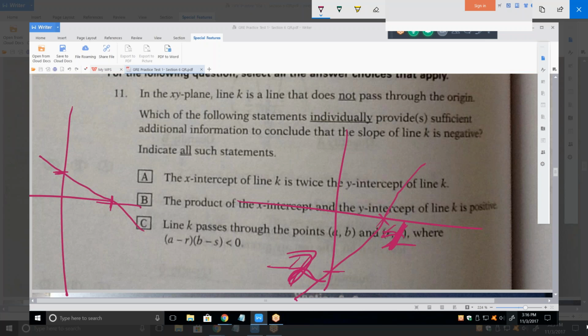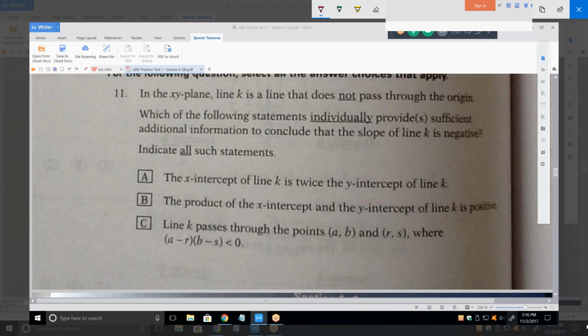Right, exactly. So far I have not been able to draw a line where the x-intercept is twice the y-intercept and have a positive slope, which is what I'm trying to do. If I can find even one such line, then I can prove that A is not true. All I have to do is come up with a positive slope line where the x-intercept is twice the y-intercept. And I don't see it. No, I don't think I can do it.